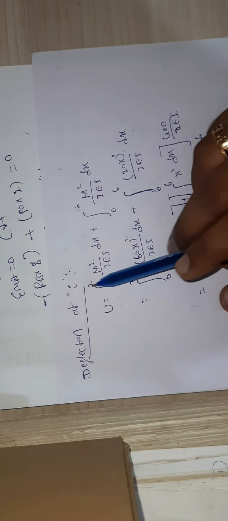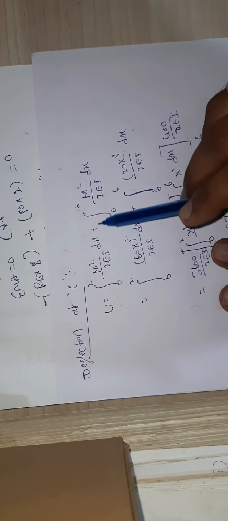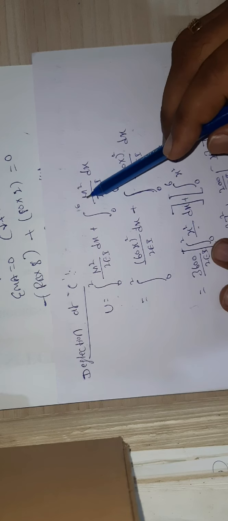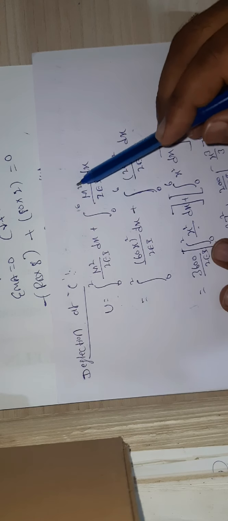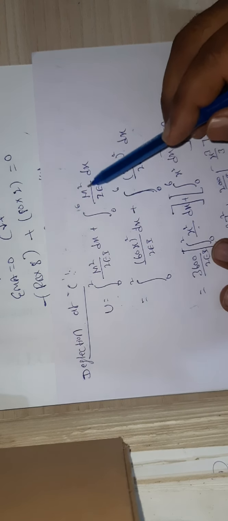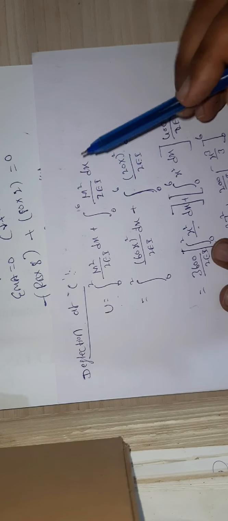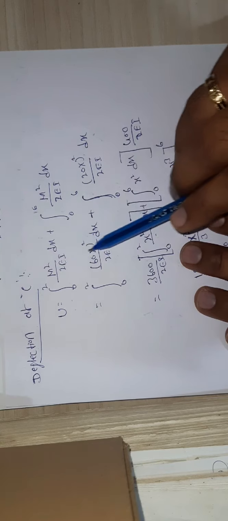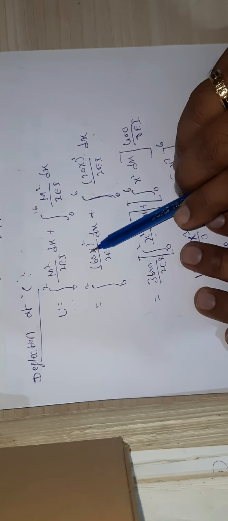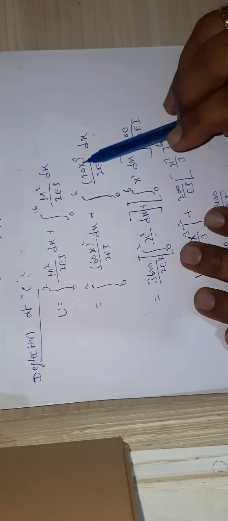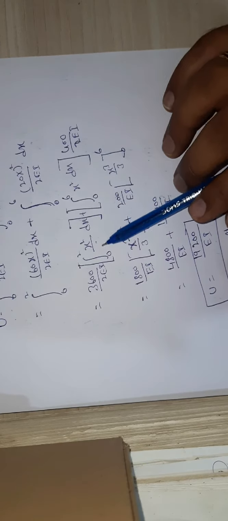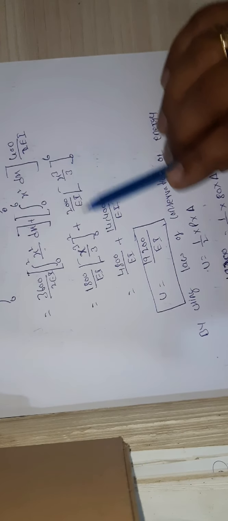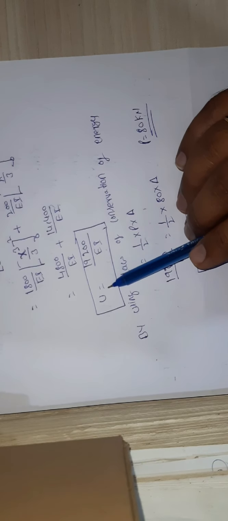So the integration from 0 to L of M square by 2EI into dx, plus the integration from 0 to 6 for the BC portion, where the limit varies from 0 to 6, M square by 2EI into dx. So what is M for the AC portion? It is 60x. What is M for the BC portion? It is 20x. So do the integrations. These are simple integration steps, and so we will know the total strain energy stored.